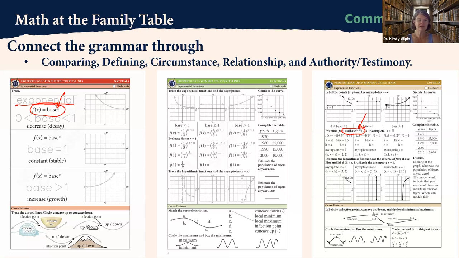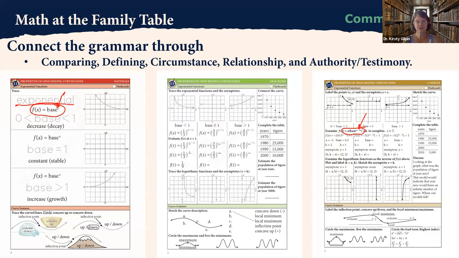So I could even just give my student a number, right? Let's say I said, well, what's 1/2? Which circumstance would that go in? What's 5? What circumstance would that go in? With our older students, I might want them to take that a step further and say, okay, if my base is 1/2, is my graph increasing or decreasing? If it was 7, would it be increasing or decreasing?